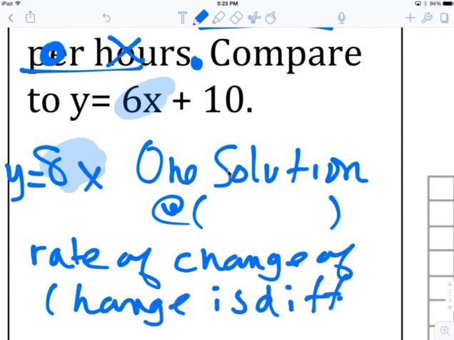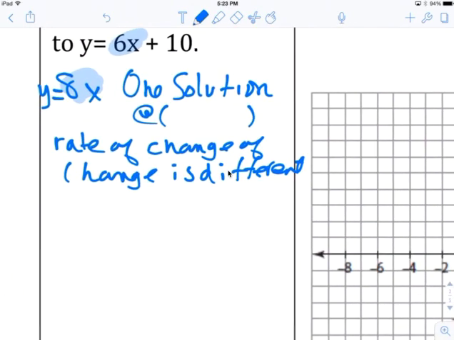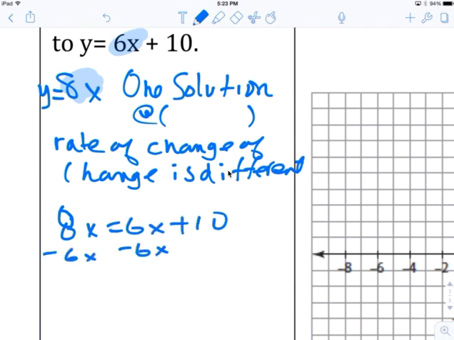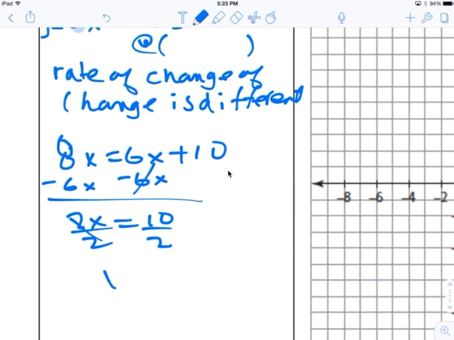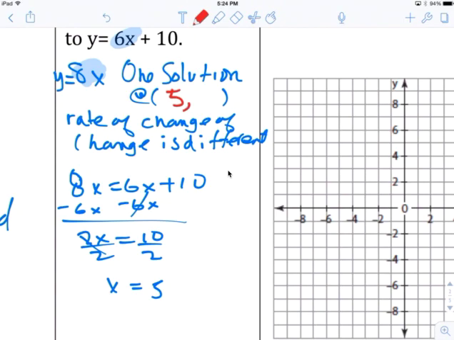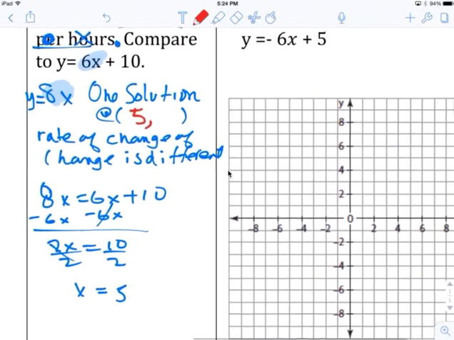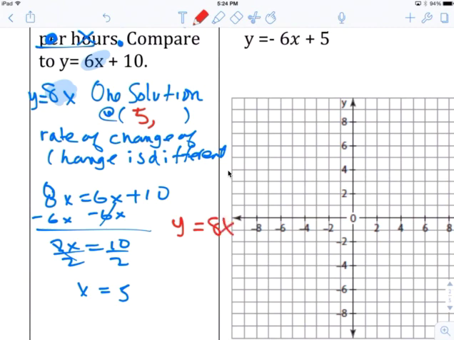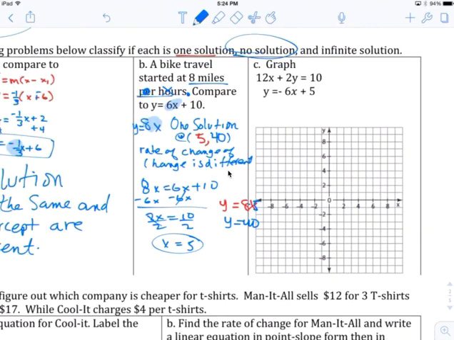Okay, let me tell you what the solution is. So you use substitution. 8x equals 6x plus 10, minus 6x, minus 6x. 2x equals 10. x then is 5. 5 goes here. Okay, you need to put 5 here. y equals 8x. Substitute in 5. This 5 into here. y is 40. One solution at (5, 40).